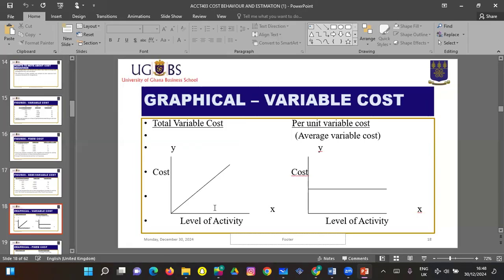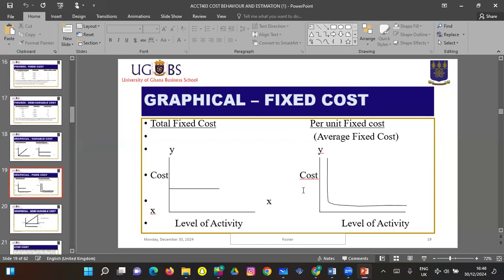So on a graph, this will be our what? Our total variable cost line moving, and our fixed total. Variable cost per unit is what? Constant. That's what we are seeing here. And then for fixed cost, it is fixed in total, and then what decreases in what per unit?